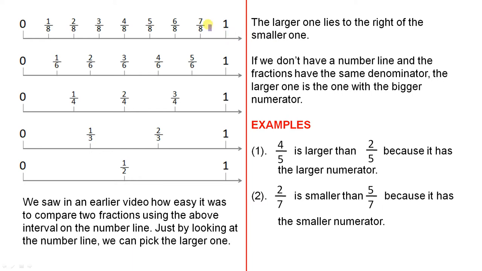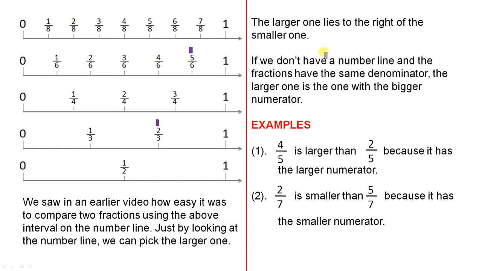So for example, let's say we have that fraction there and this fraction here. Now this is purely visual. We're finding the answer just by observing. We can see that this fraction is larger than this one because it lies to the right. All these fractions have been placed in the correct order, drawn to scale. 5 over 6 is to the right of 2 over 3, so 5 over 6 is larger.